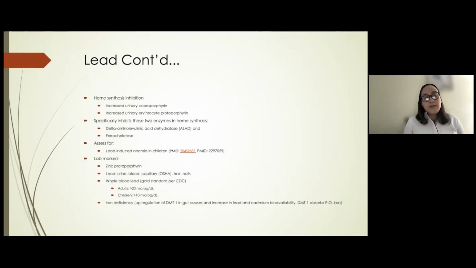You want to assess for lead-induced anemia in children because of the mechanism that I explained in the previous slide. And that DMT1 in adults does increase lead absorption, but in kids, it's like a 50% increase in lead absorption via the gut. So they're at much higher risk for toxicity of lead than an adult that's exposed to lead orally.